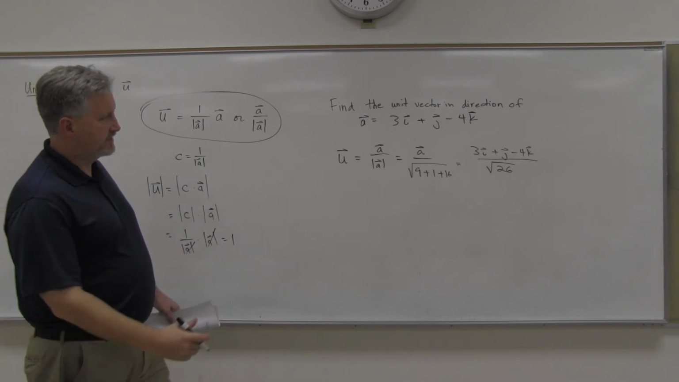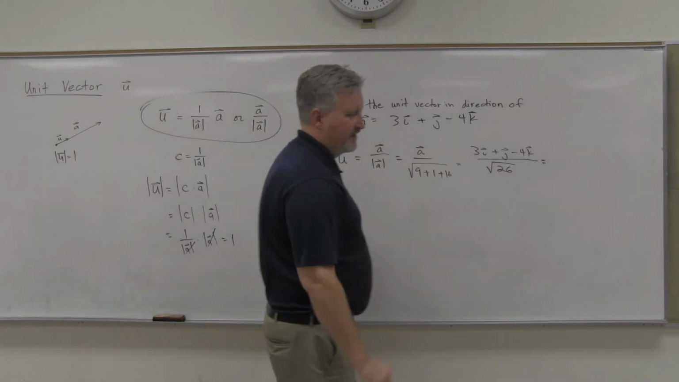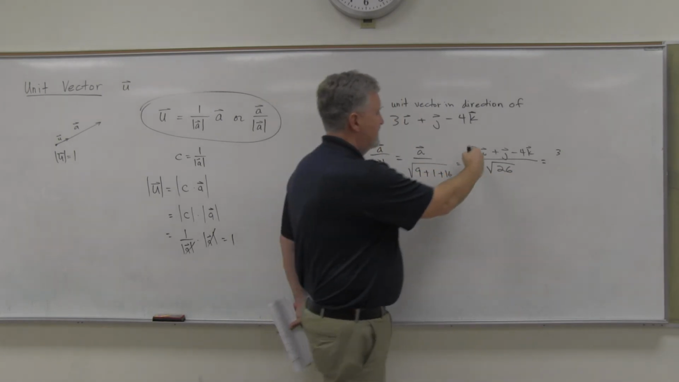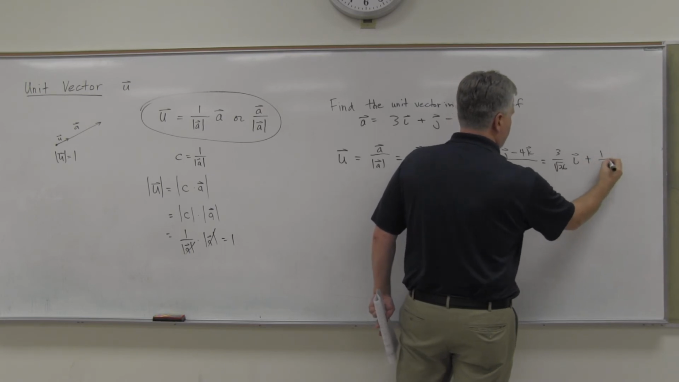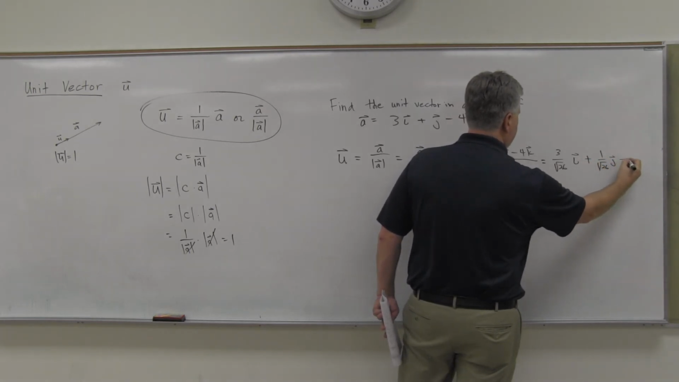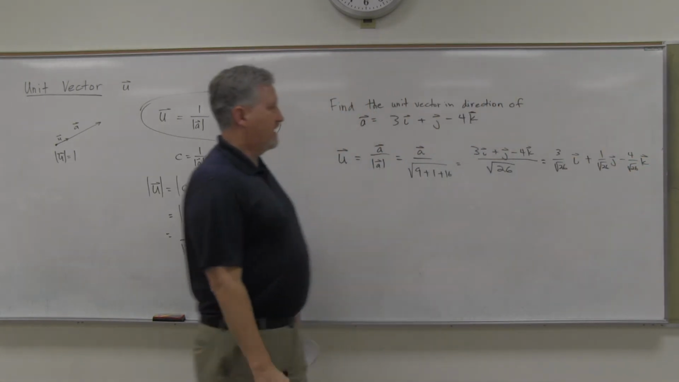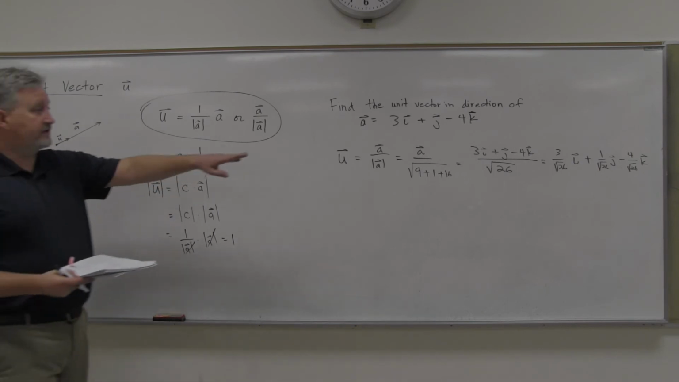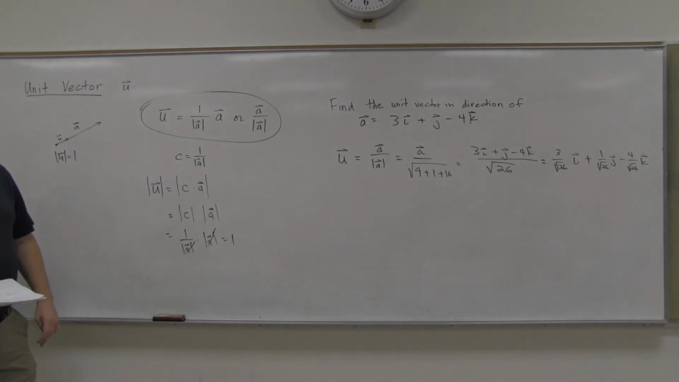Typically what they do is go ahead and write those components out. That's certainly equivalent, but sometimes you might have cancellation on these numbers. So 3 divided by the square root of 26 i plus 1 over the square root of 26 j minus 4 over the square root of 26 k. If we had the square root canceled or simplified a little bit, you might have some simplifying to do, but that's it. That would be the unit vector. That vector would be the same direction, but magnitude is just 1.